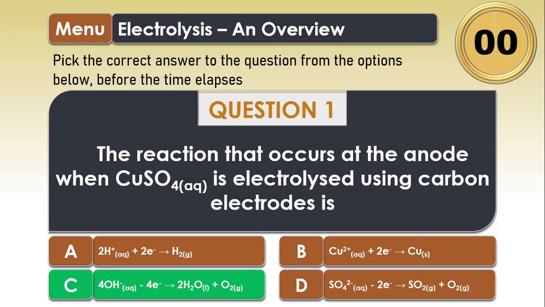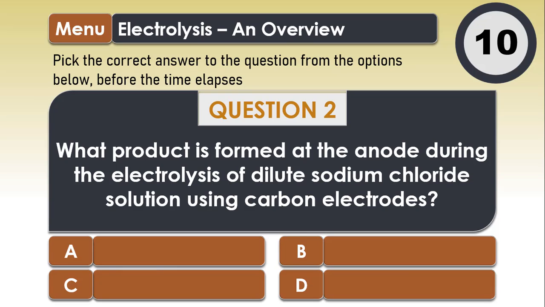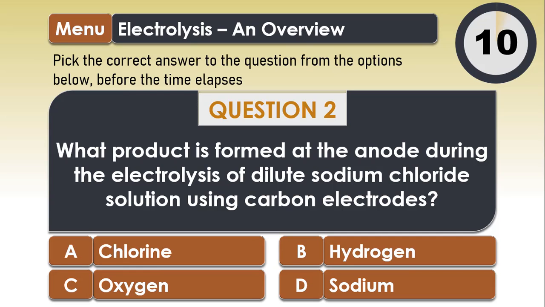And the correct answer is what? C. Question number 2. What product is formed at the anode during the electrolysis of dilute sodium chloride solution using carbon electrodes? A. Chlorine. B. Hydrogen. C. Oxygen. And D. Sodium.